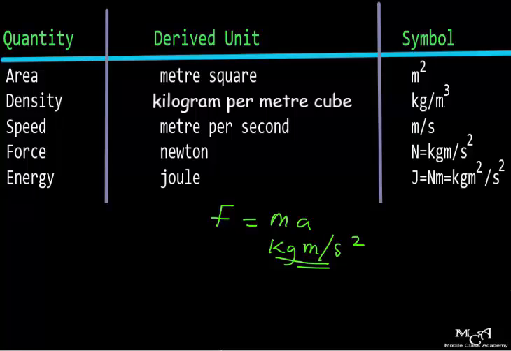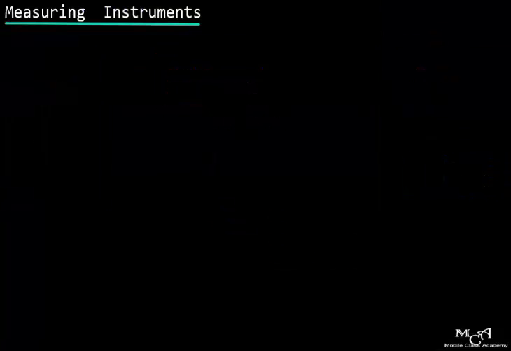Then energy. The derived unit for energy is joules, and the symbol is J, or we can take it as Newton meters, or it can also be kilogram meters squared per second squared. So these are the units for all these derived quantities that we have measured. Now, the next thing we are going to talk about is measuring instruments.